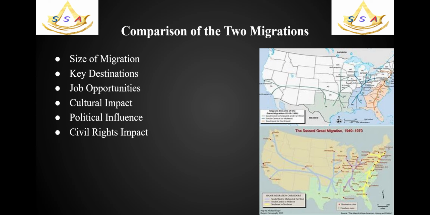So the first thing to talk about is the size of the migration. The Great Migration saw roughly 1.6 million African Americans leave the rural South for northern cities between 1910 and 1940. It was primarily driven by the desire for better economic opportunities, escaping the harsh racial violence of the South, and the promise of industrial jobs in the urban North.